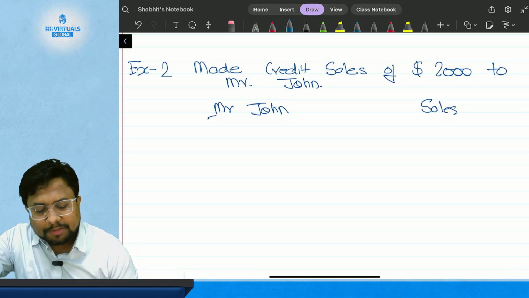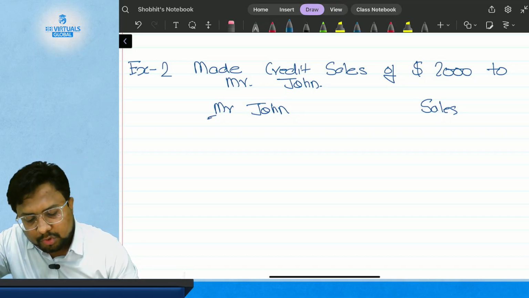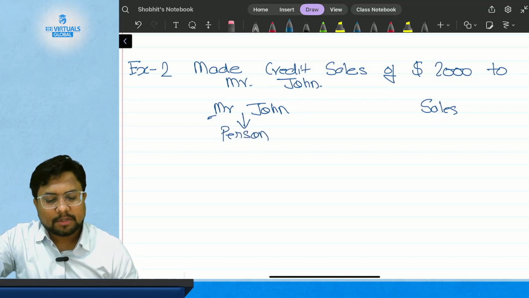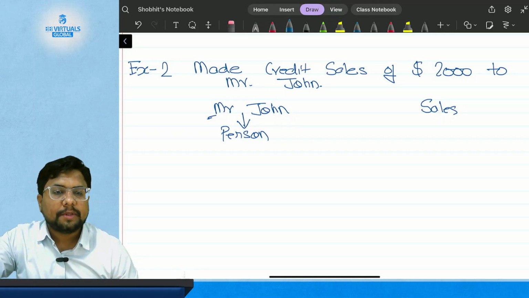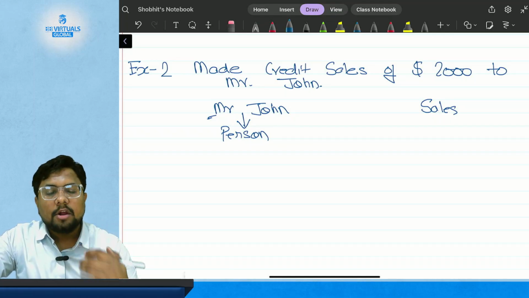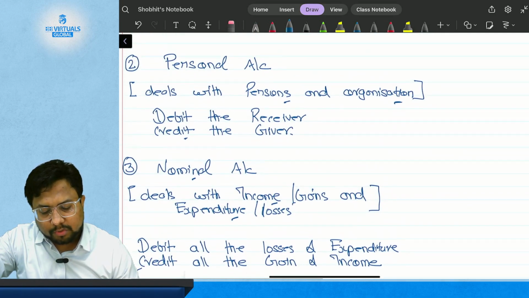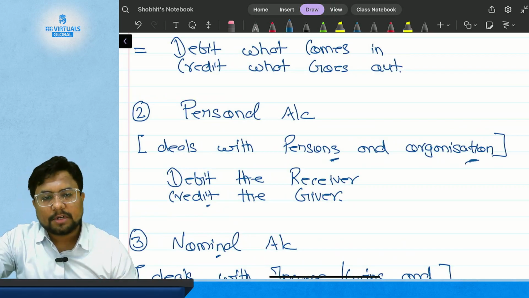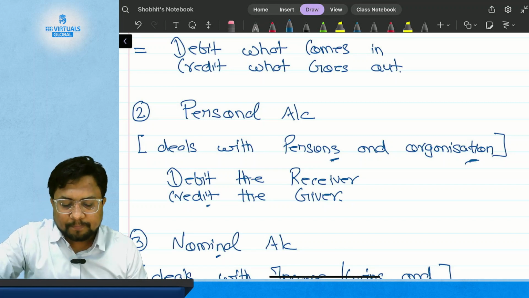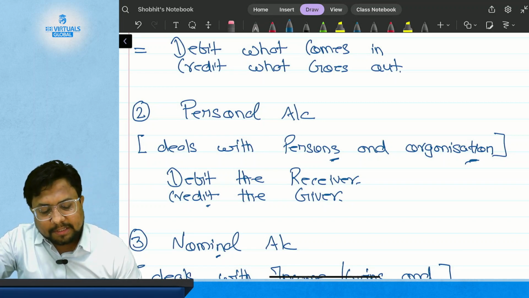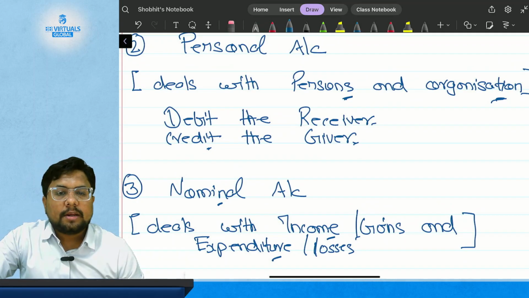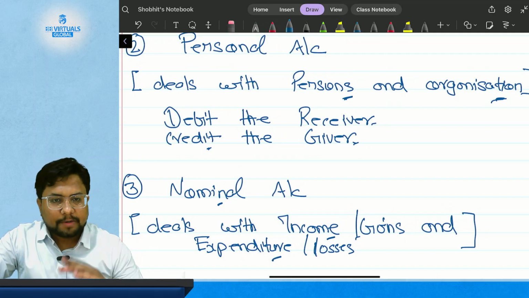Okay, so who is Mr. John? Mr. John is a person. Now I have to look at the rules, that who deals with person. So if I go on the rules, then I will see that there is a second rule, that is regarding the personal account, which deals with persons and organization. There is a personal account rule that deals with person and organization. Okay. So what does the rule say? The rule says debit the receiver, credit the giver.